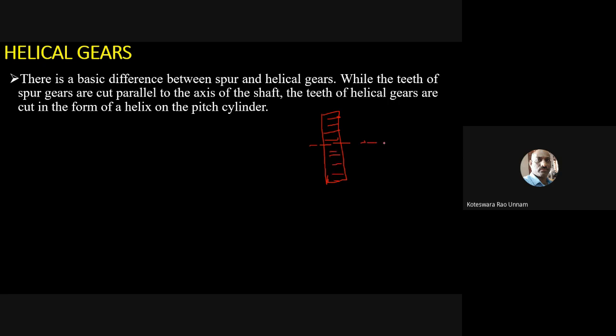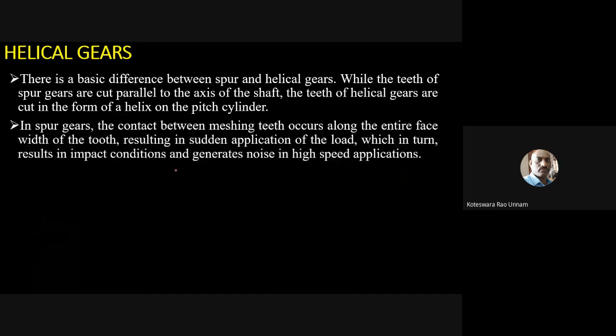Whereas if I take a helical gear, maybe a single helix, the teeth are cut something like this. They have some inclination. This is called the helix angle. So they are cut in the form of a helix. This is called the helical angle. So this is the difference. Now, once you understand the difference, we'll also see the other differences.